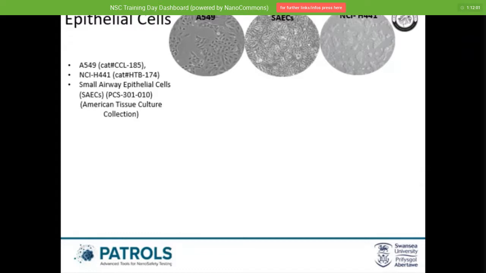University, we had 3 different cell types that we wanted to focus on to make our alveolar cell model. These were A549 cells, small airway epithelial cells, which were primary cells and not a cell line, and NCI H441 cells. These are all type 2 epithelial cells. So the first thing we wanted to do was to culture and characterize these cells.